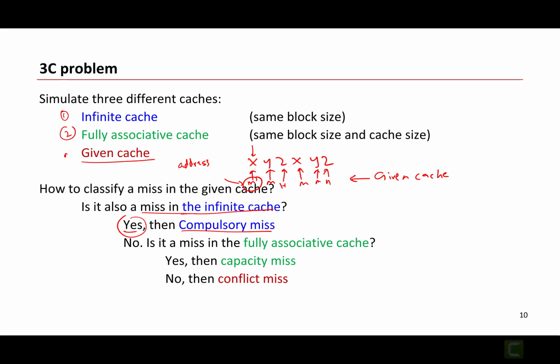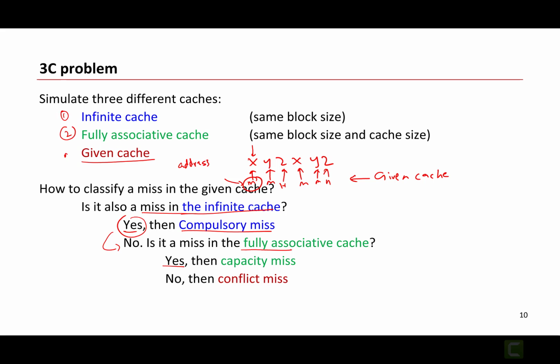Now let's say the miss turns out to be a hit in the infinite cache. So then what do you do? Well, you ask the second question: is the miss that I saw in the given cache still a miss in the fully associative cache? If the answer to that second question is yes, then you will say the miss that I saw in the given cache is actually a capacity miss. Why is that? Even with the best possible associativity, which is a fully associative cache, I still incurred a miss. So the only way in which I could solve this problem is perhaps by increasing the size of my cache.